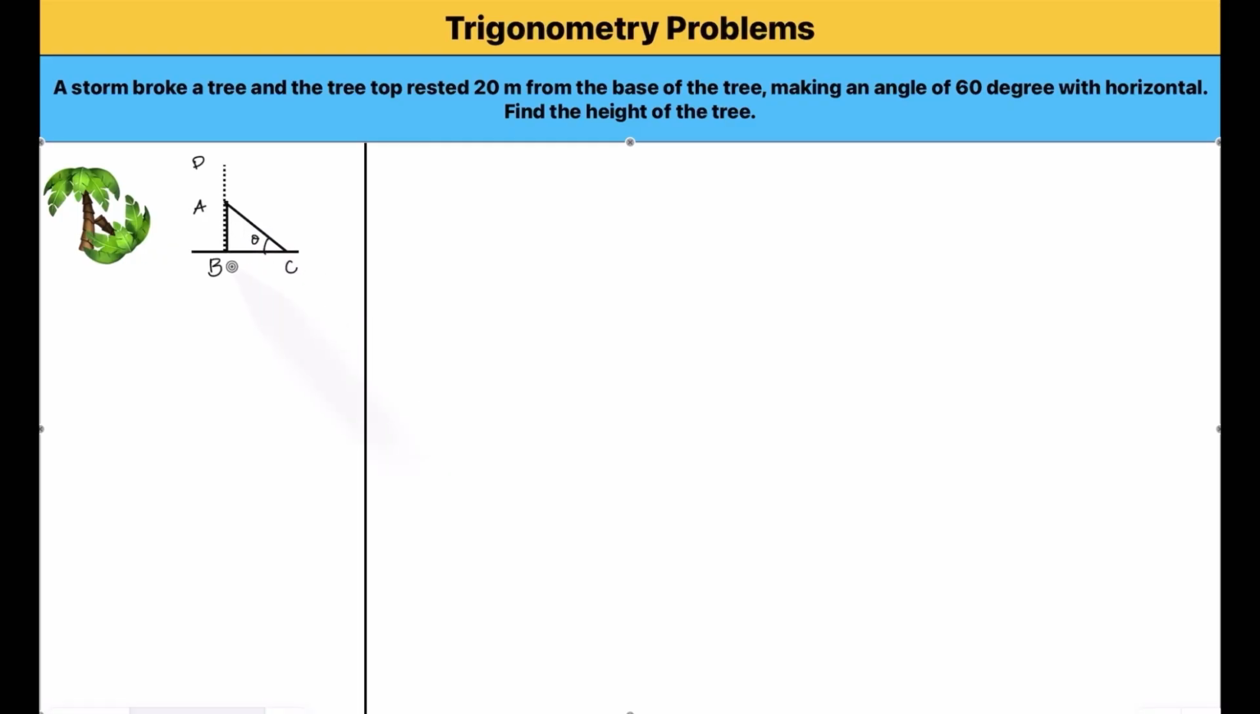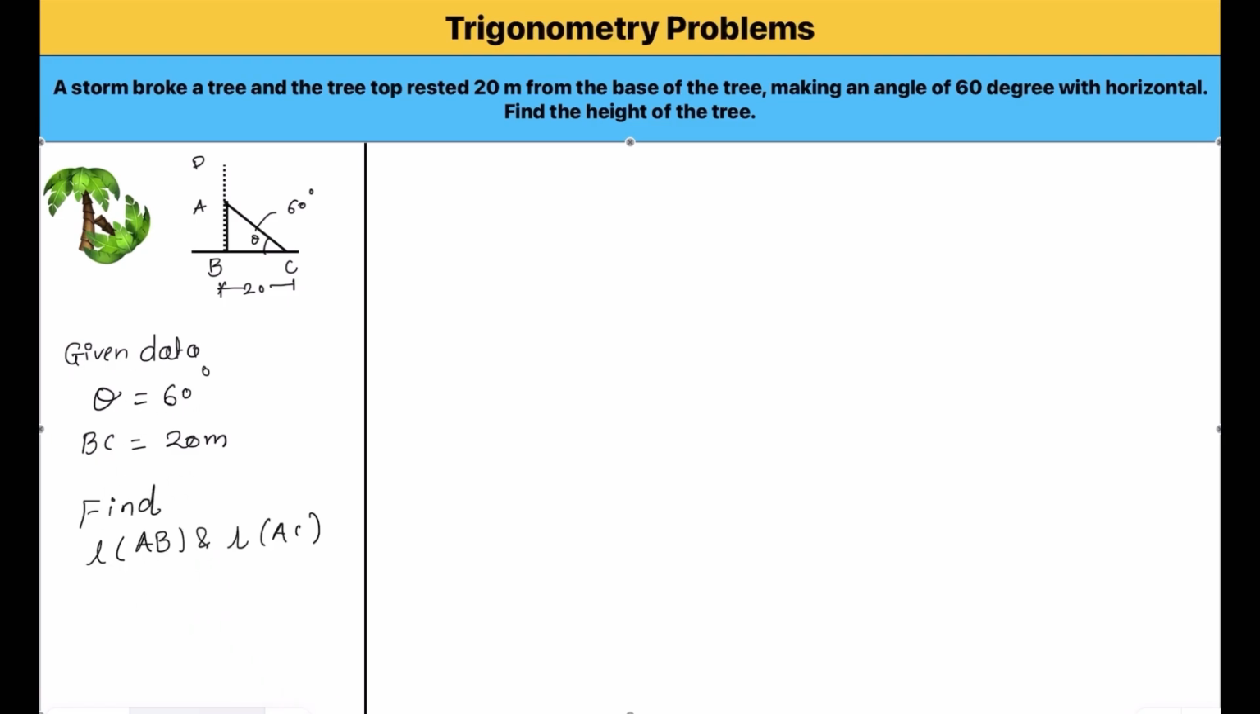BC is the distance where the tree rested from its base, which is already given, and AC is the length of the cut portion of the tree. AB is the standing portion of the tree. What we have been given is the angle made by the cut tree with the horizontal is 60 degrees and length BC is 20 meters. So this becomes our given data. Theta is equal to 60 degrees and BC is equal to 20 meters.